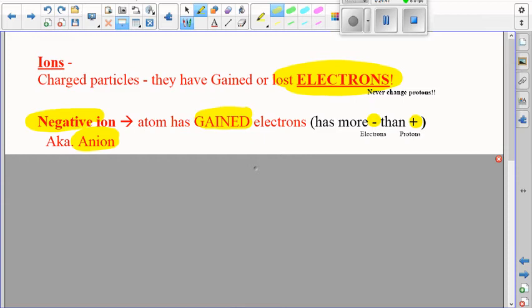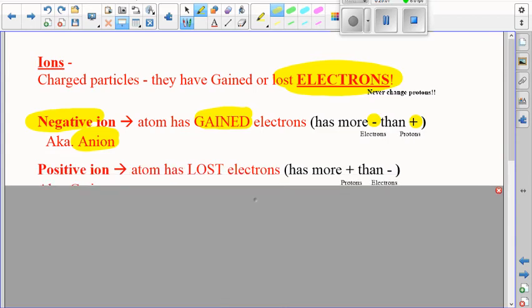So, if Muhammad is anti-bullying, that means he's negative bullying. He's like the opposite. He's against bullying. He doesn't approve. And anion means a negative ion. So that prefix "an" means negative or opposite. On the other side of that, you've got the positive ion. That's when you've lost electrons and you have more positive than negative.